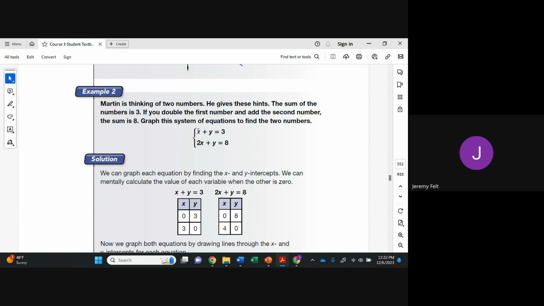3. So whatever number plus whatever number equals 3. So there's one hint, but that doesn't give us enough information. If you double the first number, so 2x, and add the second number, the sum is 8. So 2x plus y equals 8. Graph the system of equations to find the 2 numbers.